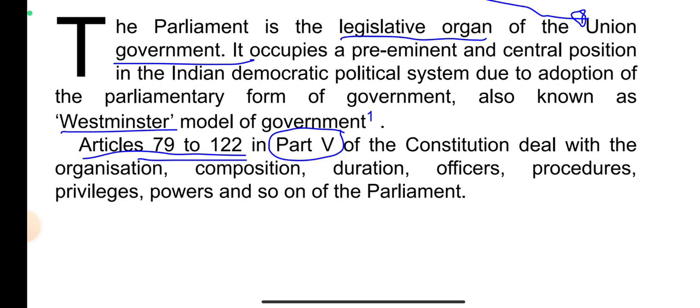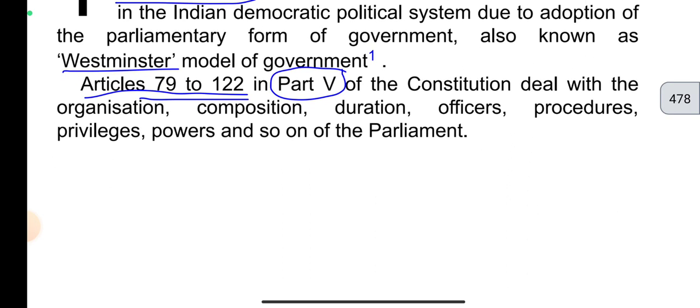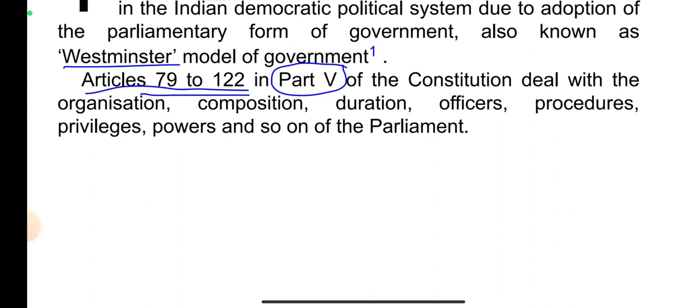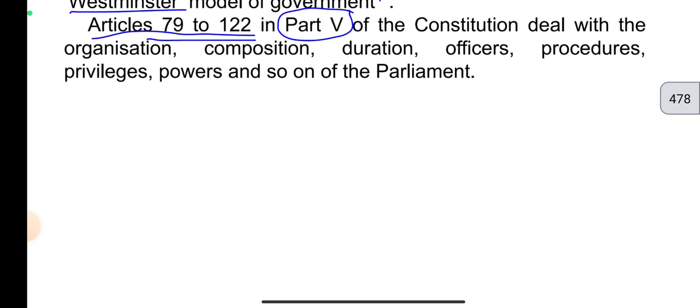It occupies a preeminent and central position in the Indian democratic political system due to adoption of the parliamentary form of government, also known as Westminster model of government. Articles 79 to 122 in Part 5 of the Constitution deal with the organization, composition, duration, officers, procedures, privileges, powers, and so on of the Parliament. So, Part 5, Articles 79 to 122, is all about Parliament.